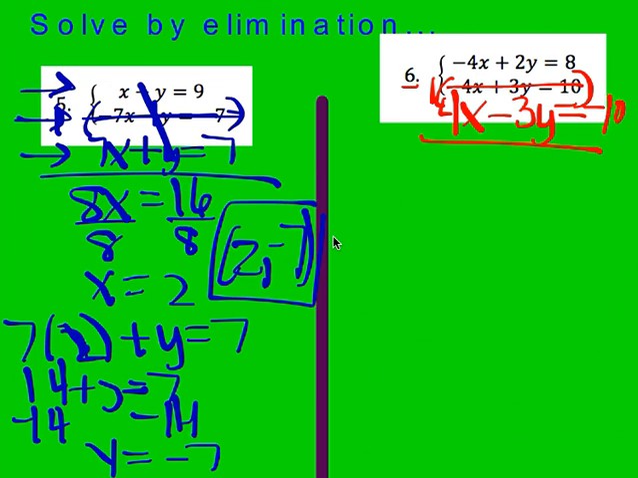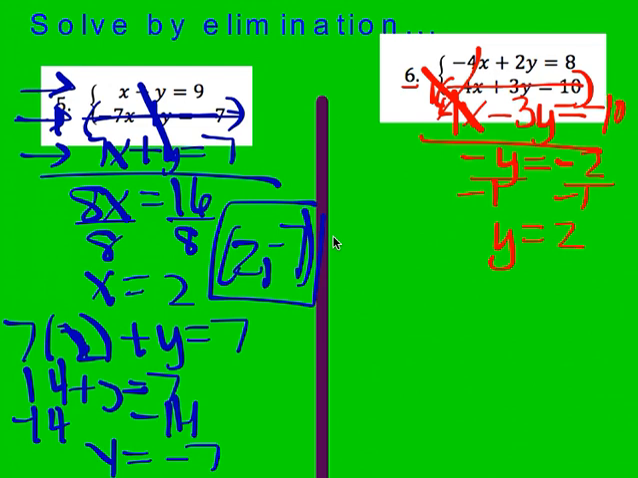So negative 4x plus 4x, well, that's going to cancel out. 2y minus 3y is going to give me a negative y. 8 minus 10 is a negative 2. So now in order to get a positive y, I need to divide both sides by a negative 1, and that's going to give me 2.